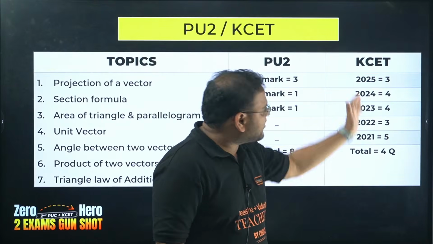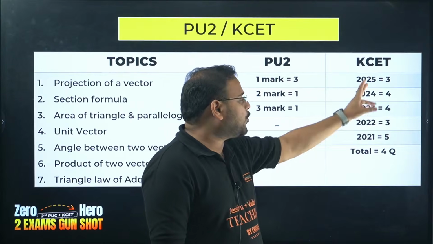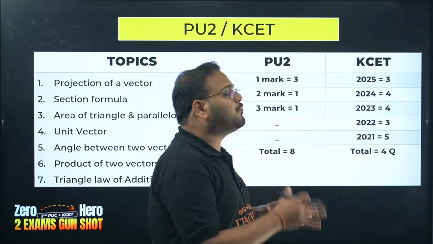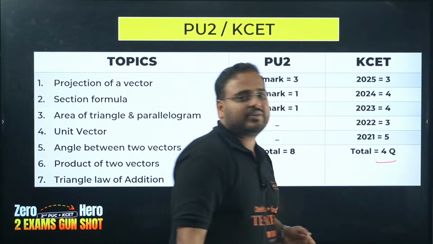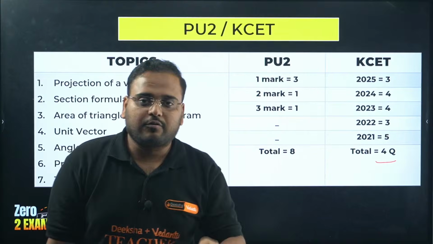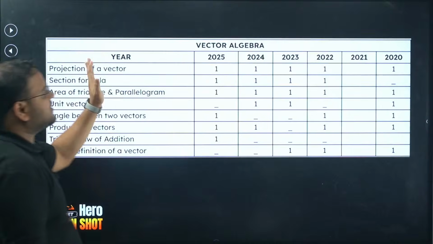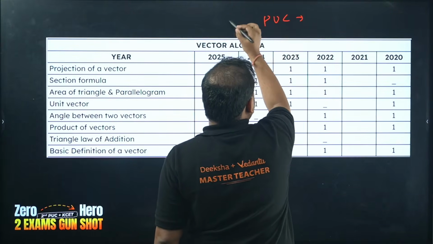If you see the question trend from KCET for the last 5 years, you understand 4 to 5 questions, or sometimes last year we had only 3 over here. So 3 to 4 or 5 questions sometimes. So I've taken this year as 4 questions we can expect on average from this topic of vector algebra. Okay, clear? Now this is your PUC trend. This is your PUC, of course, second PUC.